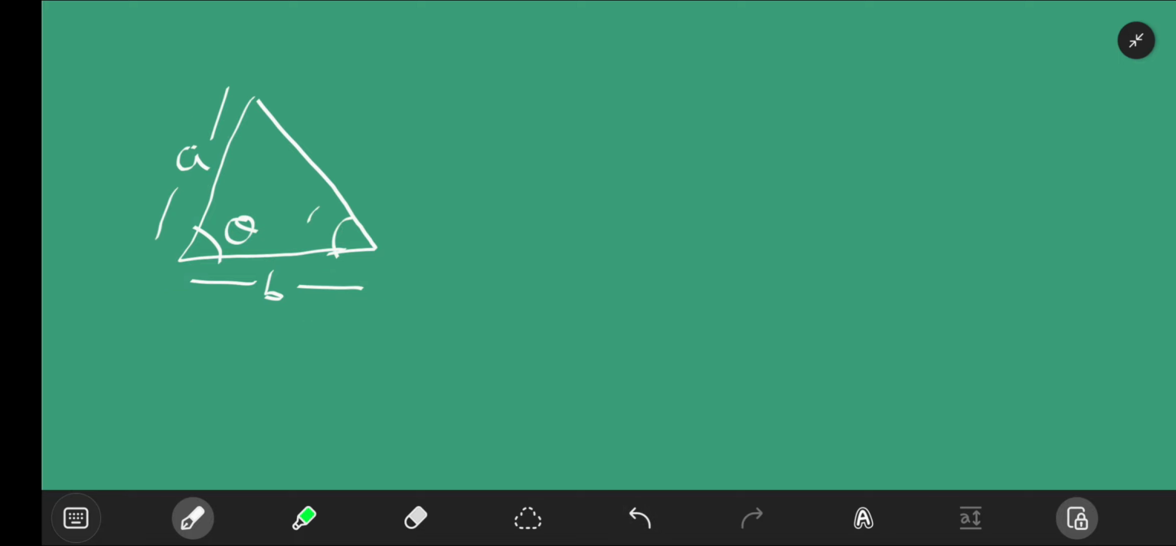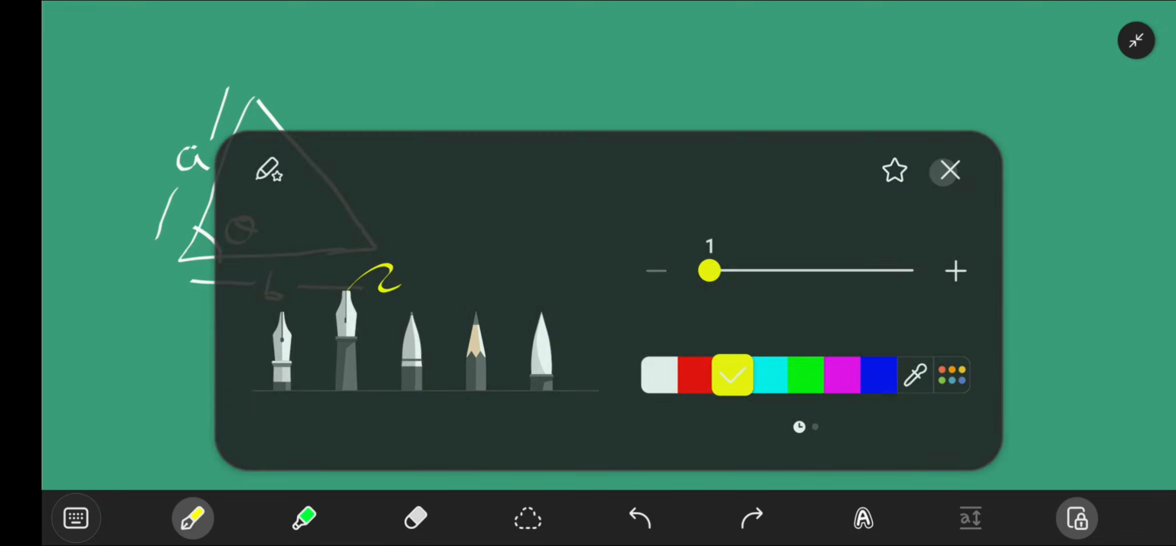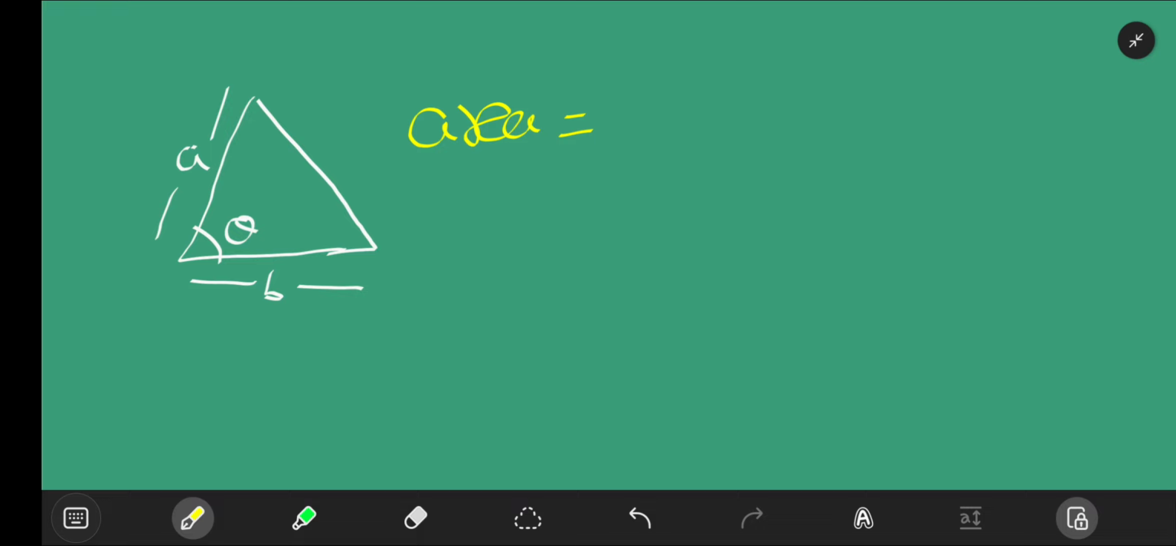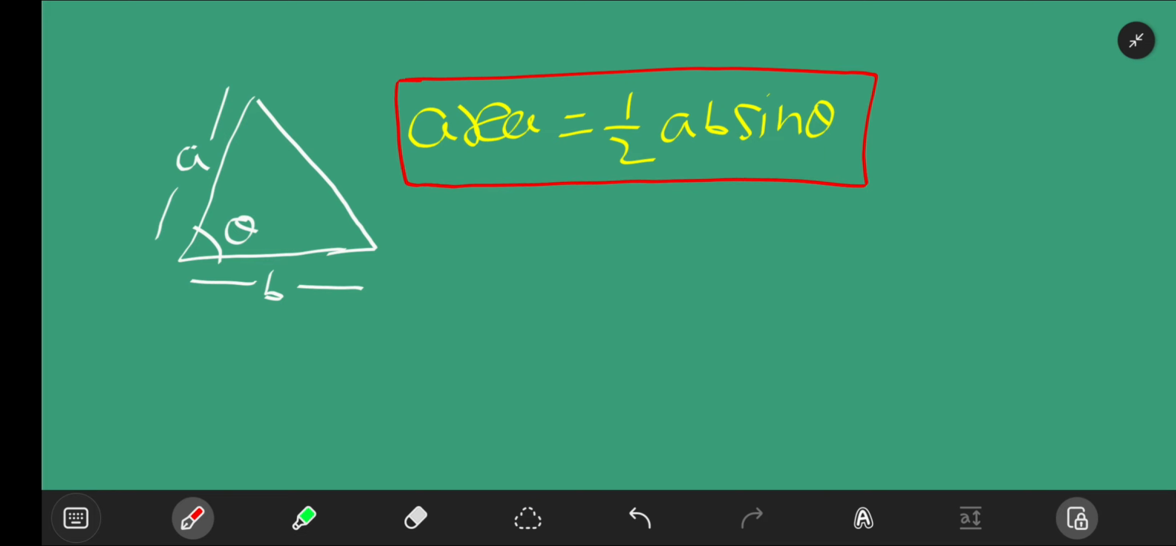Suppose this theta value is given and this side length and this side length are given, then this formula is applicable when theta is between the given side lengths. This is the condition: the angle must be between the given side lengths. So the formula for this is area is equal to half into AB sine theta. This is the formula for this question.